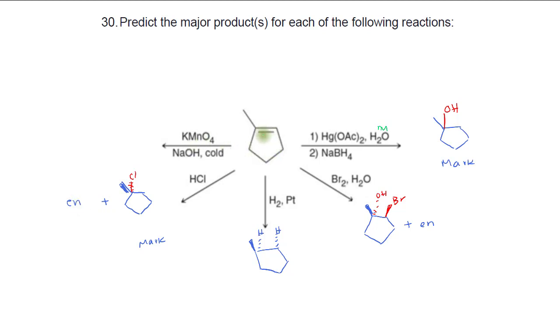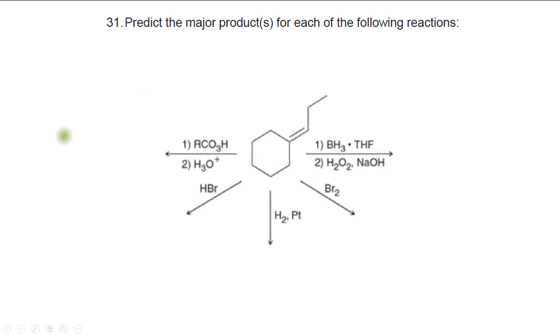KMnO4 plus sodium hydroxide, that is going to give us a diol. And that will be a syn diol. So if this was wedged, my alcohols would be dashed. Plus the enantiomer.